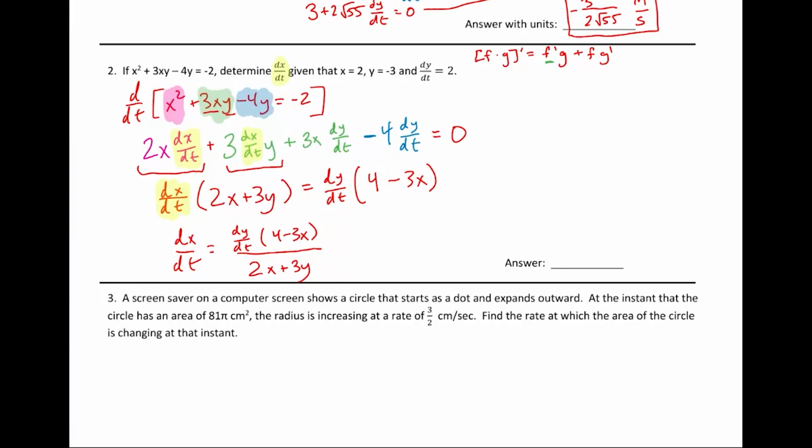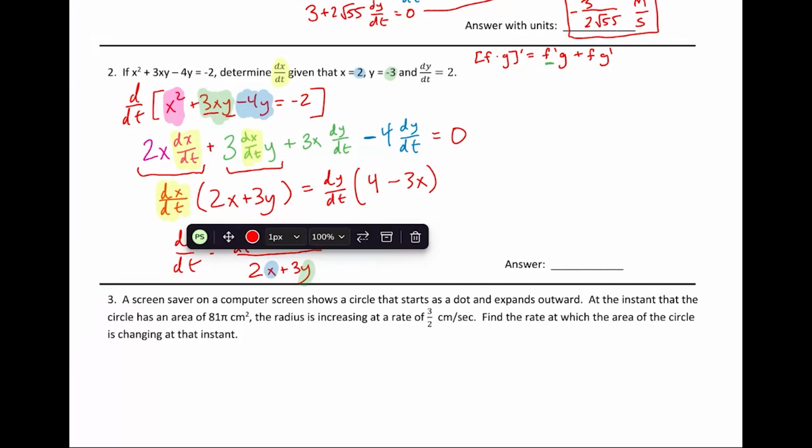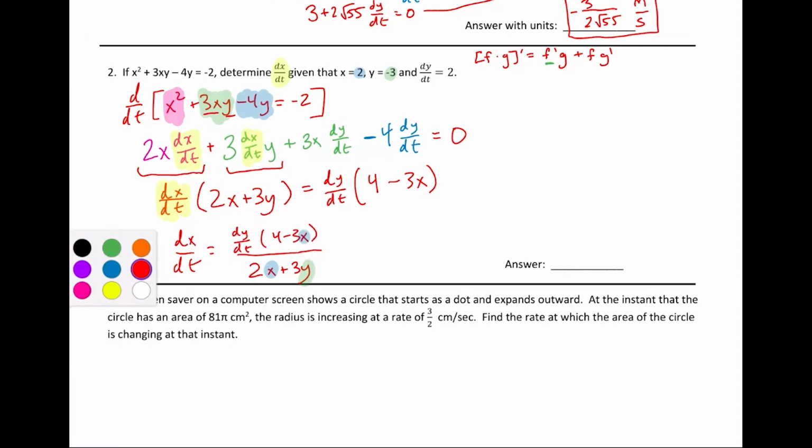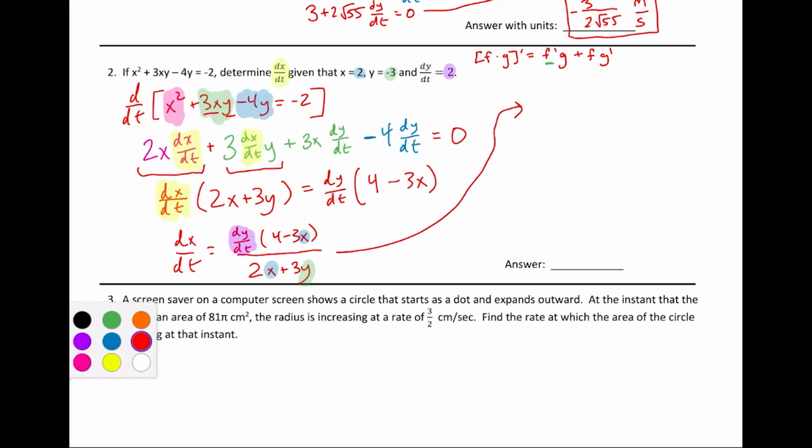Now, hopefully, they gave us everything we need to find dx/dt, and I'm looking back at the problem. It looks like they did. We've got x equals 2, so that's going to go here and here. We've got y equals negative 3, so that's going to go right here. And finally, we've got the dy/dt, which is going to go here. So we don't have any missing variables or anything. It's just going to be a matter of plugging in those numbers in the right spot and then simplifying.